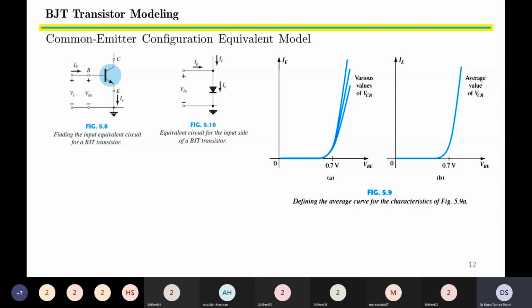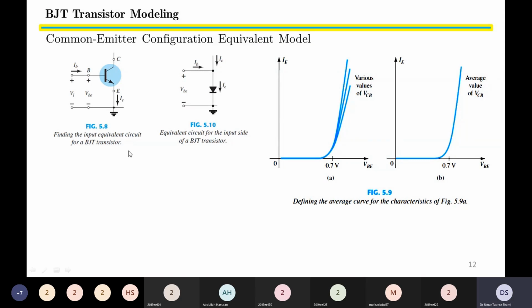In this one or two slides, we will learn how to develop a model, especially a mathematical model, which will represent the BJT transistor.